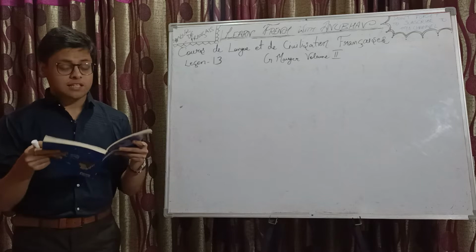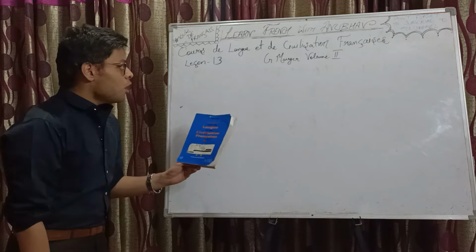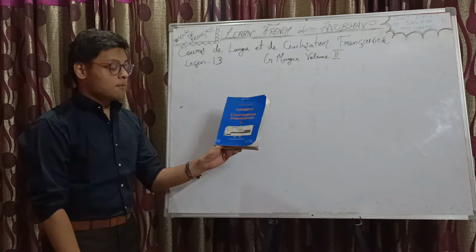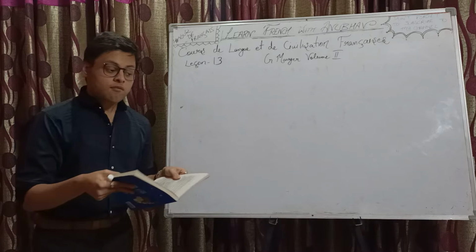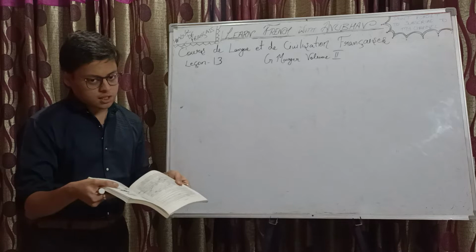In today's class, we are going to do lesson number 13 of Cours de langue et de civilisation françaises by Mauger, volume 2, millennium edition, recommended by the CBSE board for class 11 and class 12, published by Goel Publishers and Ashit Livre. All my other videos based on this particular textbook for class 11th are present in the playlist titled G Mauger Class 11 CBSE. The link to the playlist is provided in the description box below.